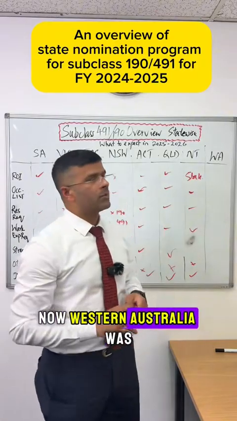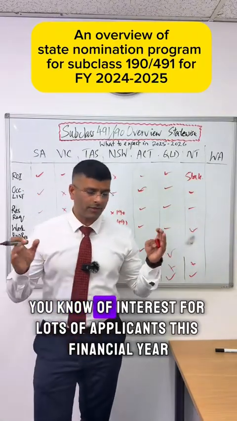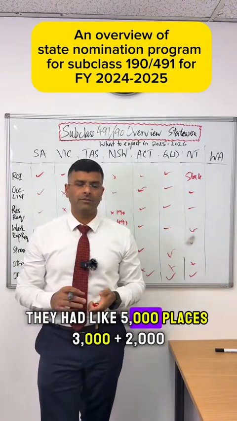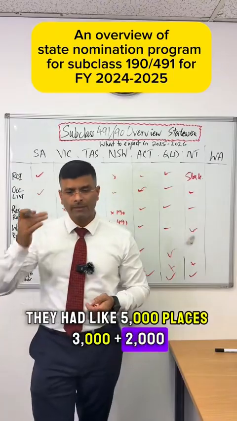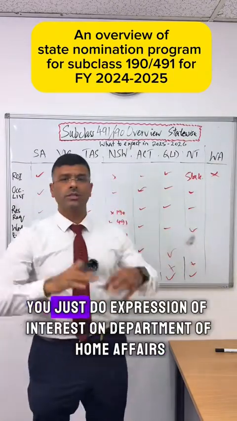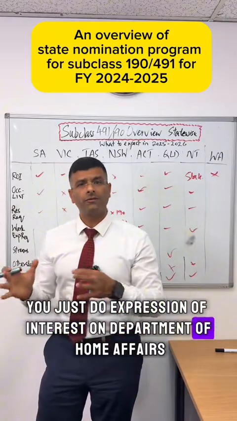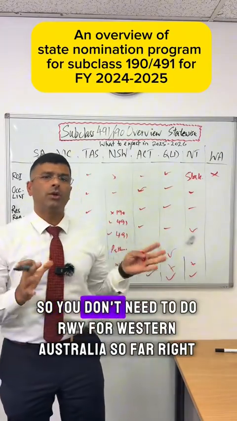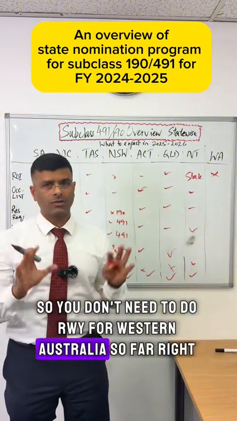Now, Western Australia was of interest for lots of applicants this financial year. They had like 5,000 places, 3,000 plus 2,000. So first of all, do they have an ROI system? No. So you just do an expression of interest on the Department of Home Affairs website and they invite you, okay? So you don't need to do ROI for Western Australia so far, right?